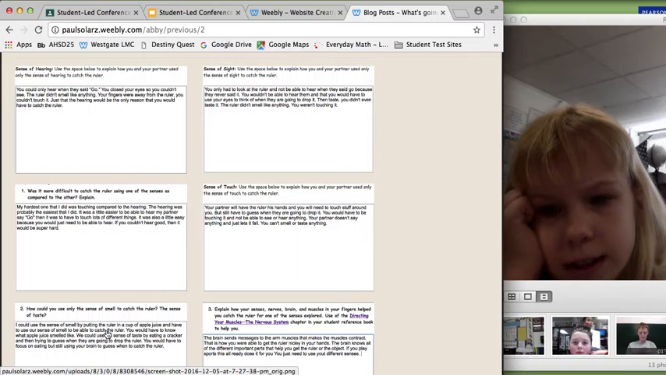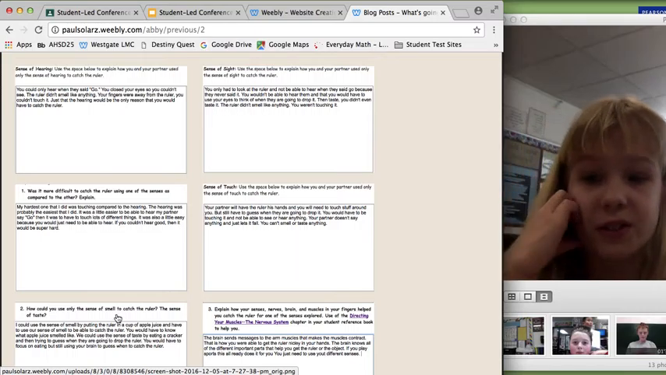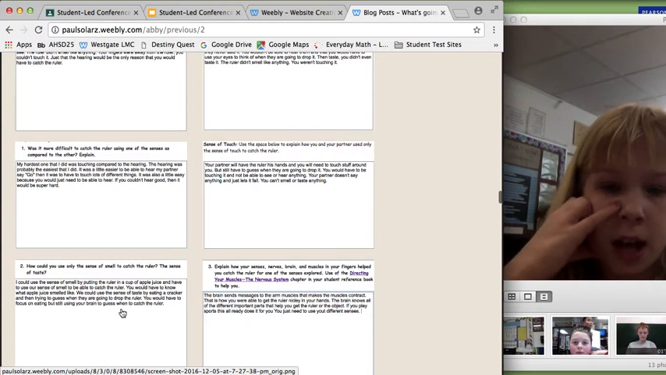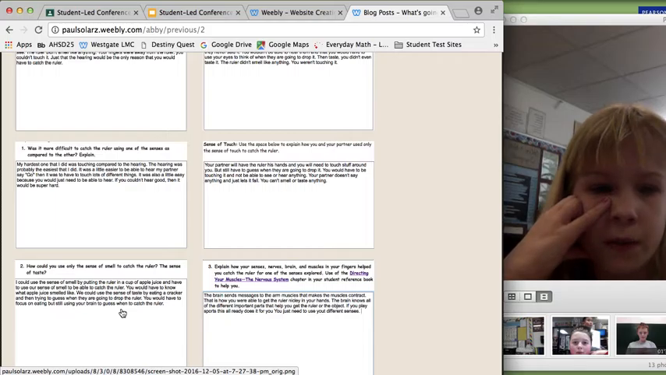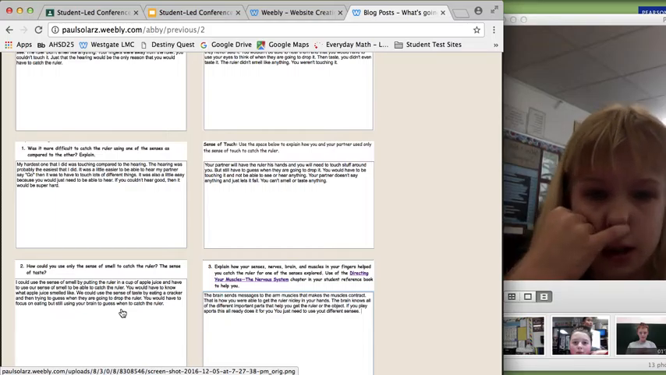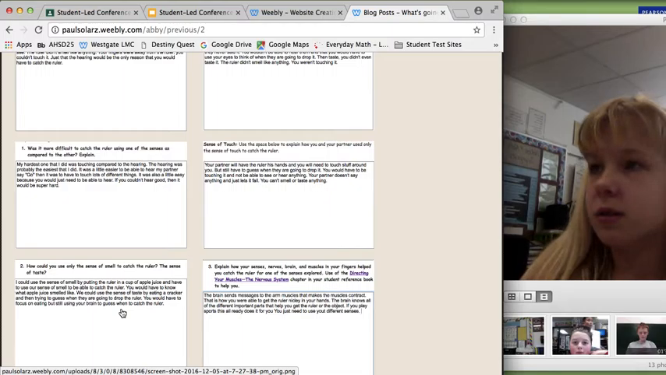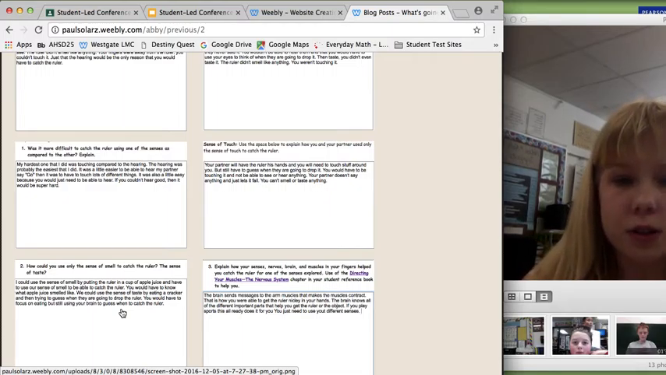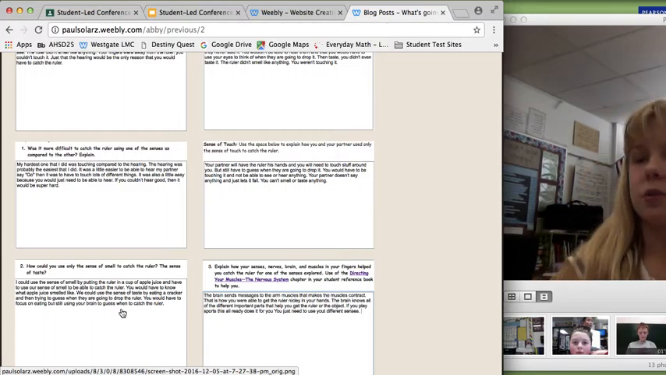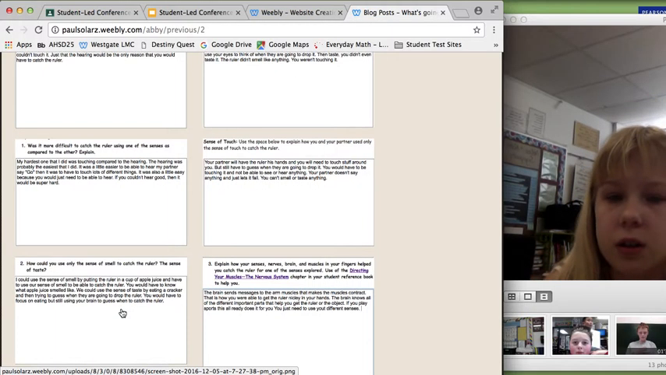How could you use the sense of smell to catch the ruler? The sense of taste, and then explain how the senses, nerves, brain, muscles, and your fingers help to catch the ruler for some of the senses explored. Use the directing your muscles, the nervous system chapter in the student reference book to help you.